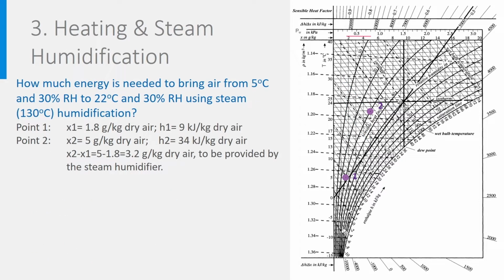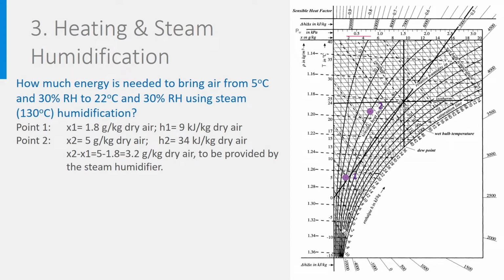Let's now answer exactly the same question, but using this time steam humidification with steam at 130 degrees Celsius. We still have our starting point below at 5 degrees, and we still want to get the second point, by which we need to add 3.2 gram water vapor per kilogram dry air. We know that we need to heat the air, but how far? We also remember that steam brings heat. So, let's first look at how much heat steam will bring.